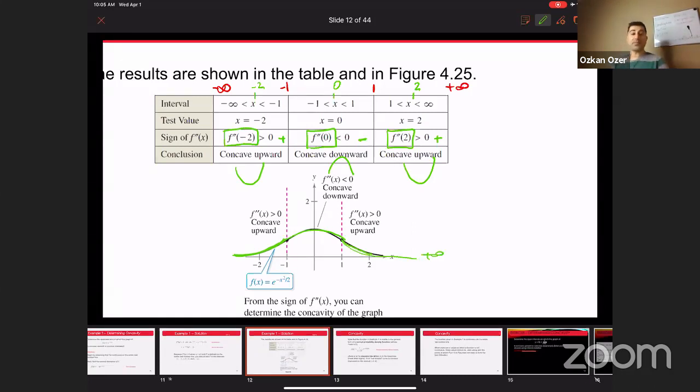All right, I'm going to stop here. But make sure you calculate f double prime at the sample points and make sure you get the same table.